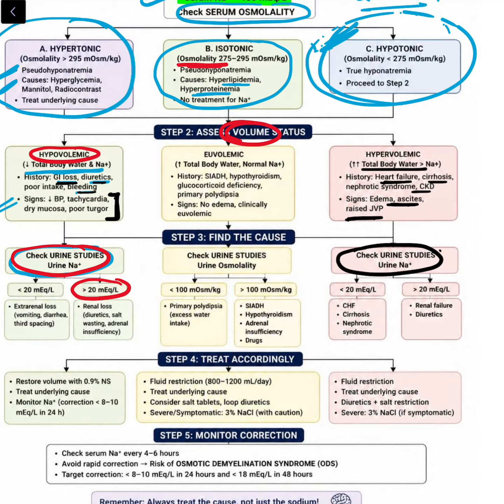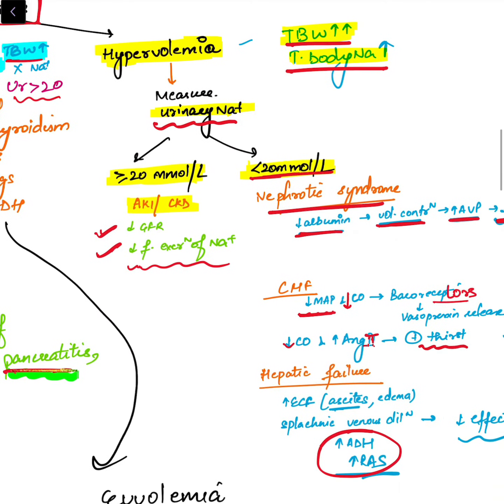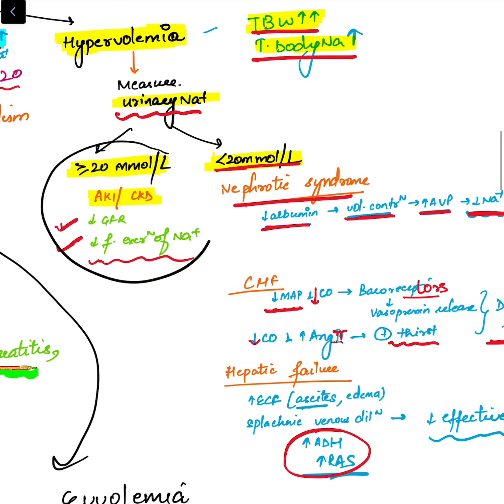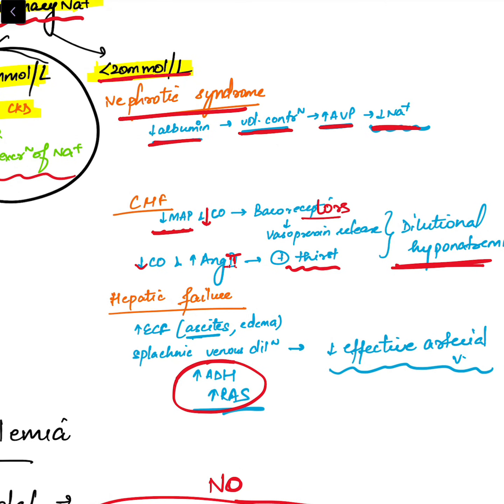Same here, you will check the urine studies. If the urine sodium is more, that means it's renal failure or diuretic loss. If it is less, there can be CHF, cirrhosis, or nephrotic syndrome. So let's discuss how this occurs. If there is renal loss, that means GFR is less, less sodium is filtered into the glomerulus, and less reabsorption will occur. If urine sodium is less, that means nephrotic syndrome, when the albumin is less, volume contraction will occur. With a similar mechanism, RAS activation, and hence decrease in the sodium.